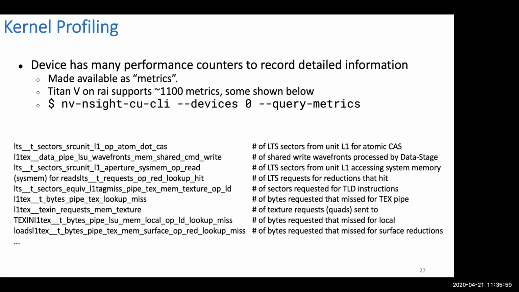There are many, many metrics available on the device. The device that I use to evaluate this is a Titan V. It's a Volta GPU, and it supports about 1,100 metrics. You can ask the device what metrics it has with particular options to this command line interface, and it will spit out a big text file, a bit of which I've put on the bottom of the slide. Unless you're really an expert in the GPU's microarchitecture, this doesn't necessarily mean a lot to you, but it's useful to know that it's there if you're studying a particular thing about the GPU.